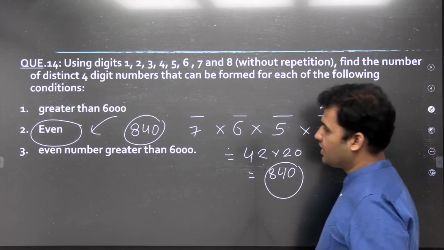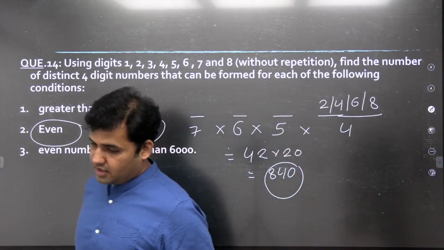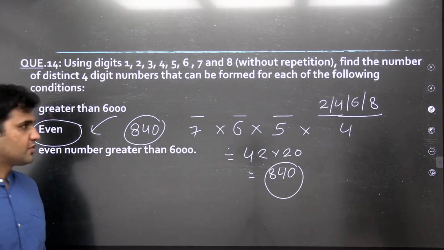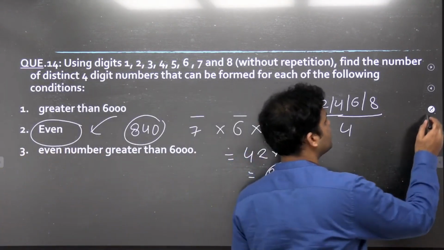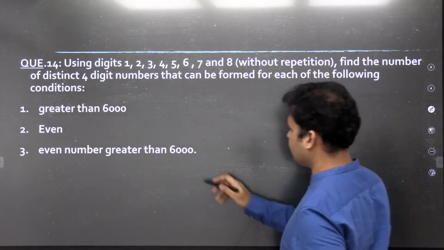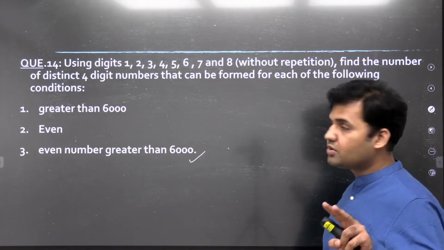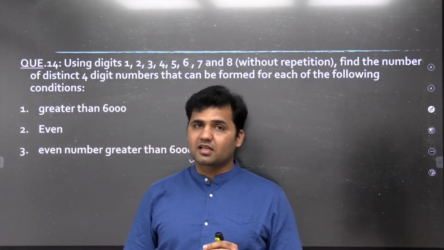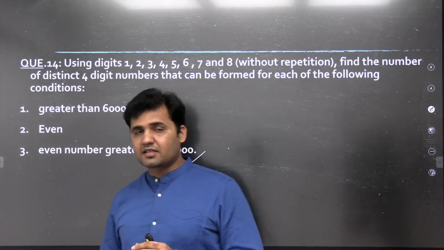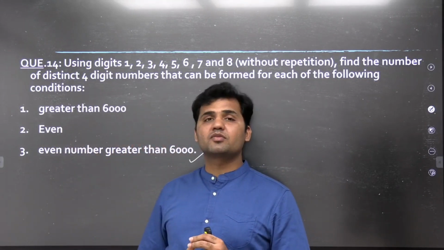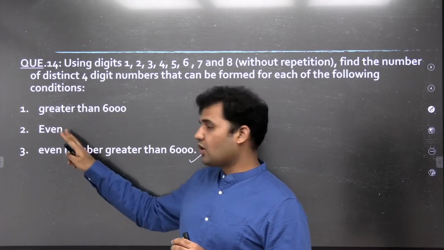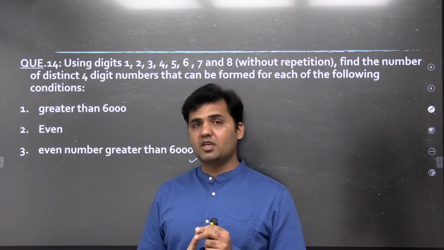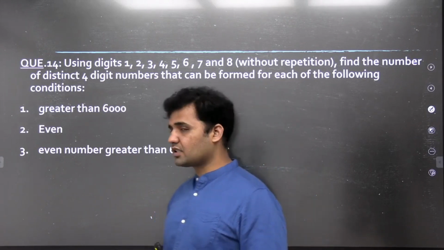Now look at the third condition. In the third condition, it says the number has to be even as well as greater than 6,000. Now both conditions are supposed to be satisfied. Now the problem with this third case is that I have to satisfy 2 conditions. In the first case, only 1 condition was there, that the number was supposed to be greater than 6,000. In the second case, the condition given was that the number was supposed to be even. Now, in the third case, I have been given both of these 2 conditions. The number has to be even as well as it has to be greater than 6,000.